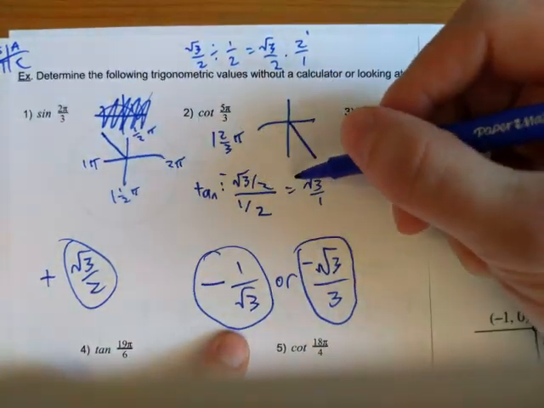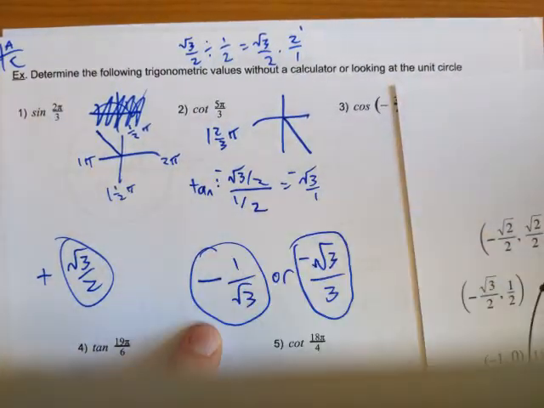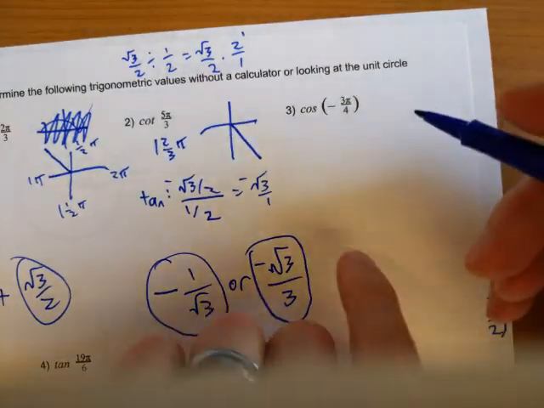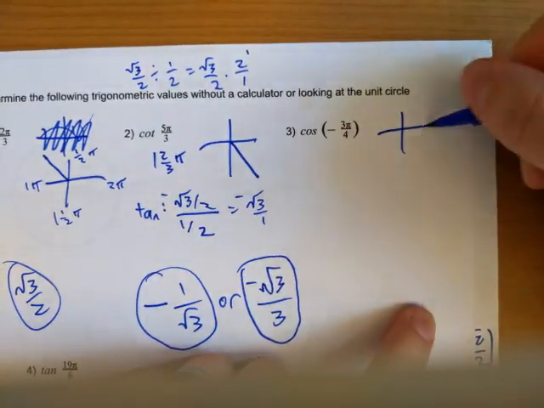And of course, tangent would have been negative. I usually don't worry about that too much. I usually just worry about my final answer. Right. So then right here, let's start by sketching the angle.